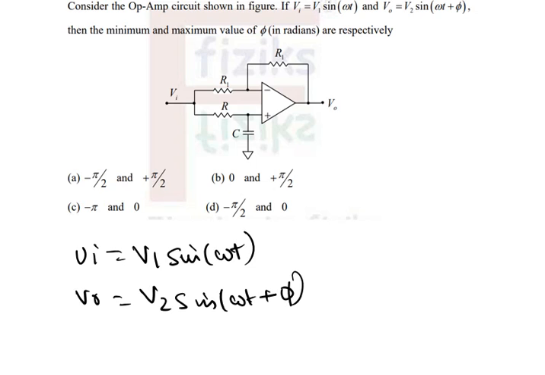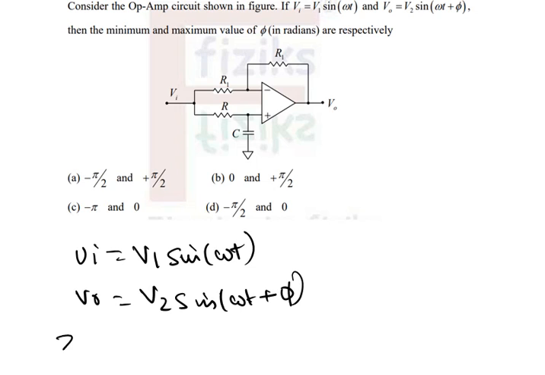The circuit is an inverting op amp with a frequency dependent feedback. The input resistor is R, and the feedback impedance ZF is RF in parallel with 1 by j omega C, because it consists of both resistance and capacitance. So we want to analyze the feedback impedance.